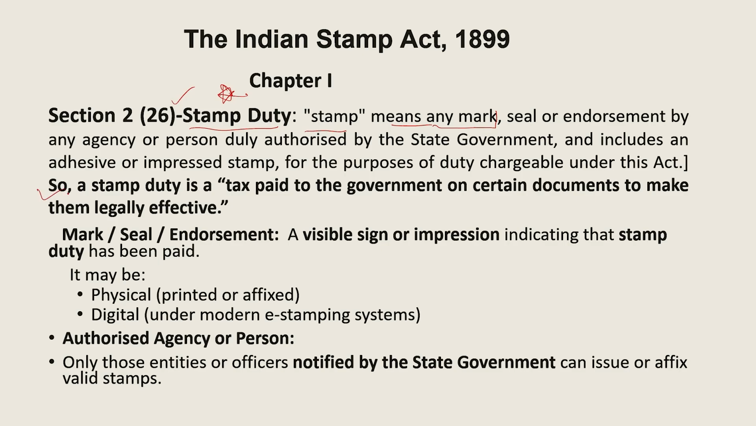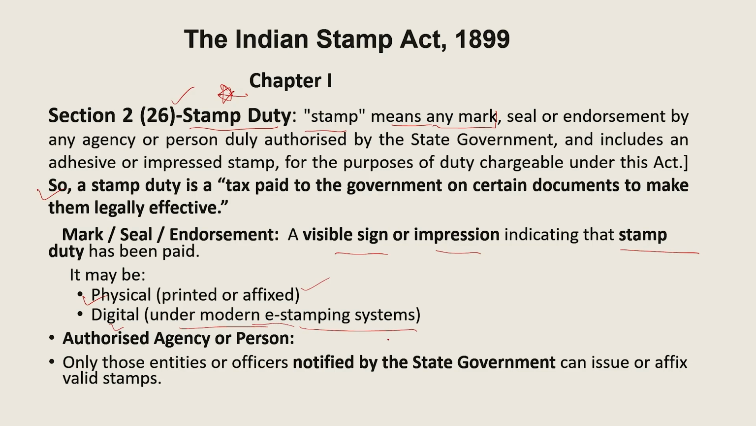So a stamp duty is the tax which is paid to the state government on certain documents to make them legally valid, acceptable in the eye of law. We call this a stamp duty. Now mark, seal, endorsement means any visible sign or impression that is indicating the stamp duty. So it may be physical when you print or affix a seal, or it may be digital. Under the modern e-stamping system, it is digital; we call this e-stamping, digital stamping.